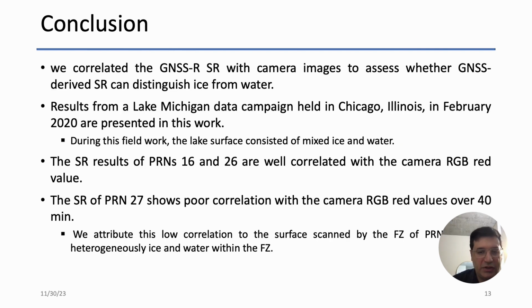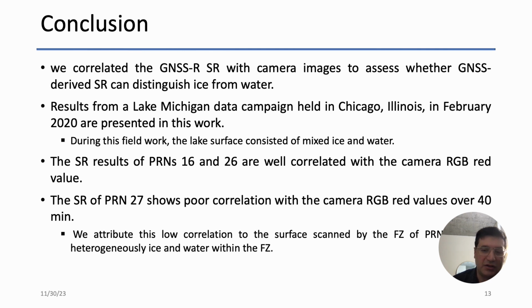In conclusion, we correlated the GNSS reflected signals' SR with camera images to assess whether GNSS-derived SR can distinguish ice from water. Results from the Lake Michigan data campaign held in Chicago, Illinois in February 2020 are presented in this work. During the field work, the lake surface consisted of mixed ice and water.